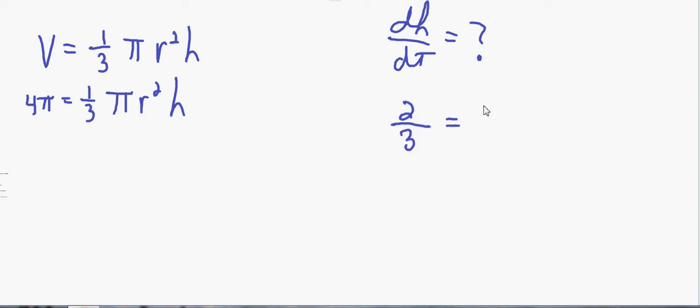This equation right here is going to allow us to do that. This is our second equation. Since it has r and h in it, that's a relationship between them. We can solve for r, and we're going to get 2/3 h is r.